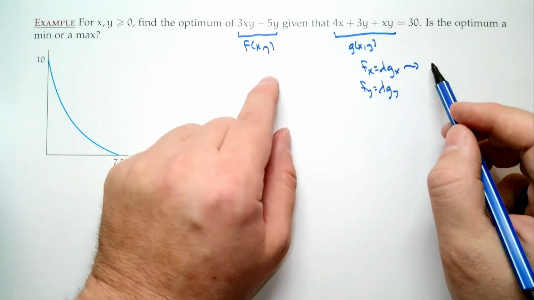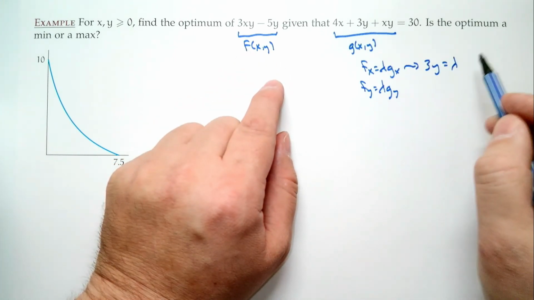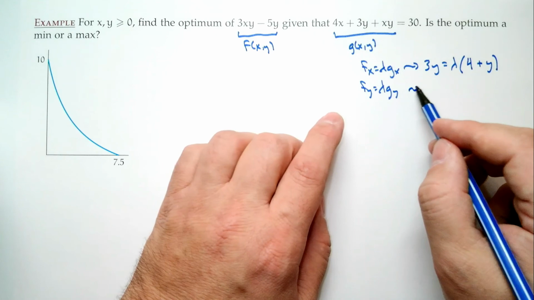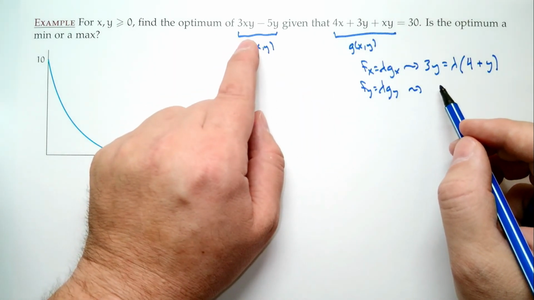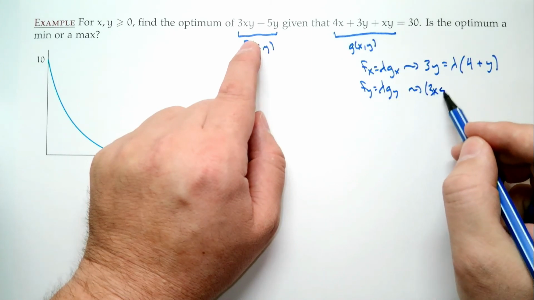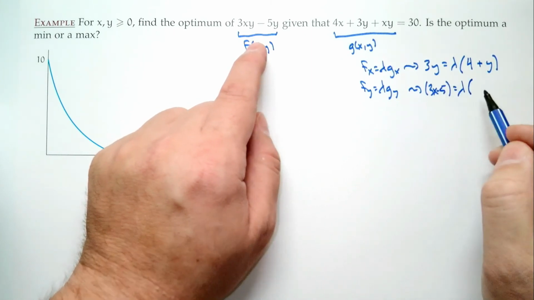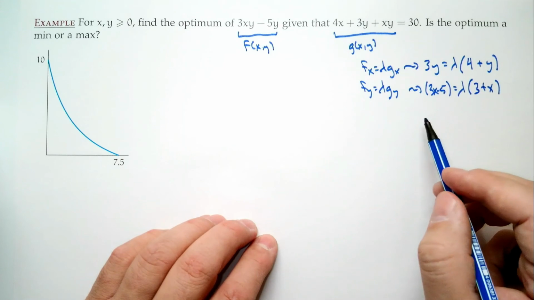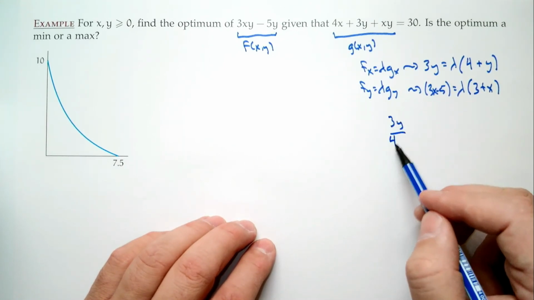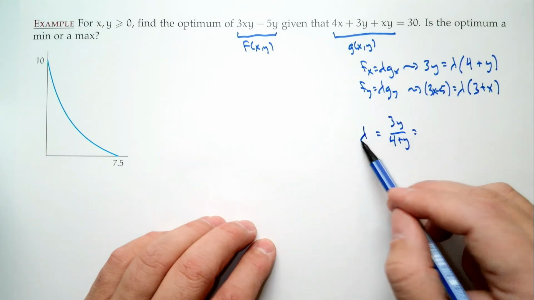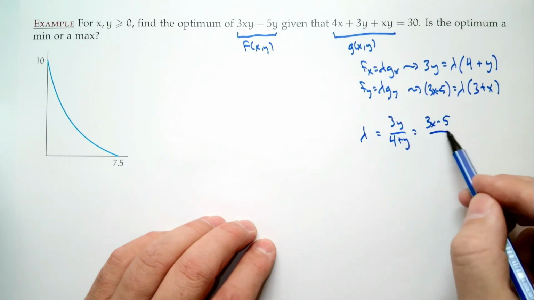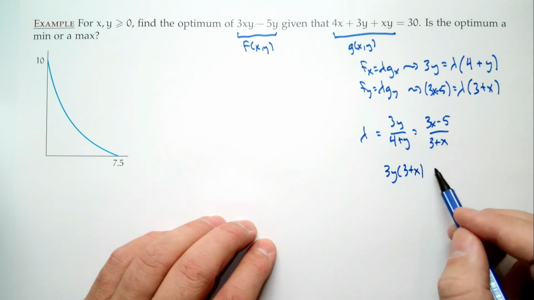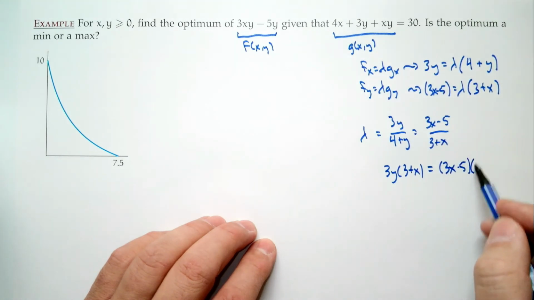So here we'll get 3y has to equal lambda times 4 plus y. Then we're going to get 3x minus 5 has to equal lambda times 3 plus x. So solving for lambda, it equals 3x minus 5 over 3 plus x. Cross multiply: 3y times 3 plus x has to equal 3x minus 5 times 4 plus y.